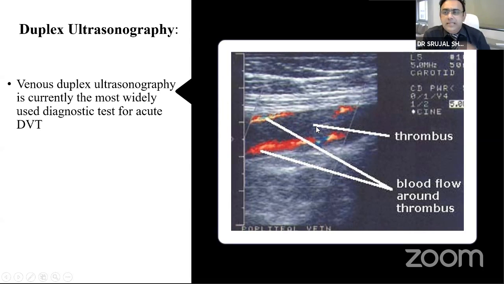Loss of compressibility. Yes, sir. It's very simple. In axial section, if you can't compress the vessel and it remains round, that is thrombus, right? Yes. And in color flow, loss of wall-to-wall color filling, right? That is indicative. But even with B mode you can diagnose. We being vascular surgeons, it's very easy to diagnose. Even you can see the DVT, right?